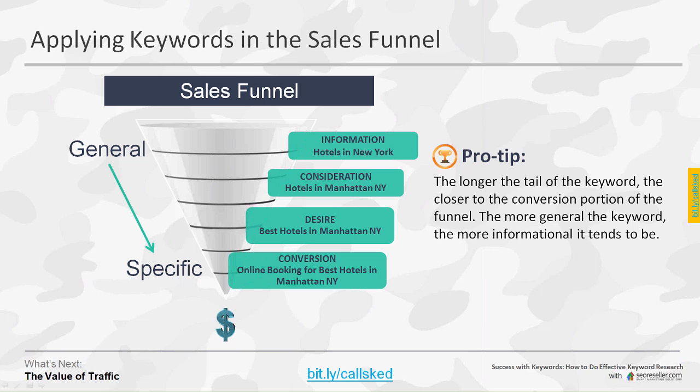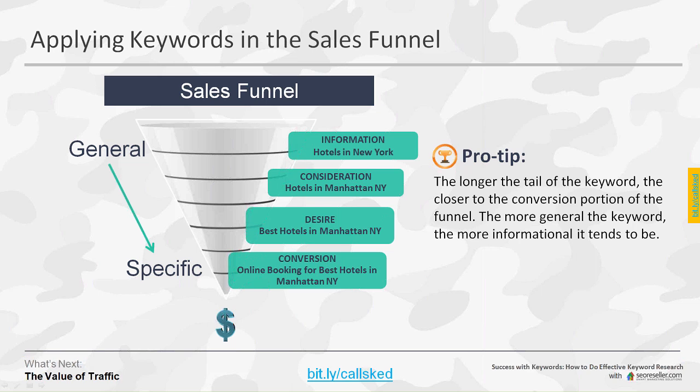An example of an informational keyword would be New York hotel. Now, when you move them over to the consideration phase, it might be hotels in Manhattan, New York. And when you try to build desire, it could be best hotels in Manhattan, New York, five-star hotels in Manhattan, New York. And if you're trying to convert them, then the people doing the search might type online booking for best hotels in Manhattan, New York, best pricing for Manhattan NY hotels, and so on and so forth.